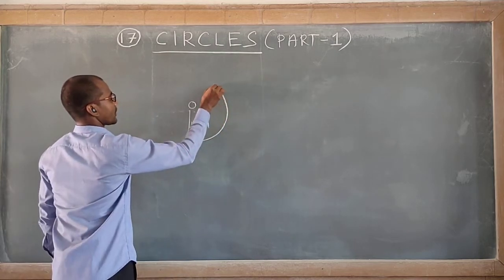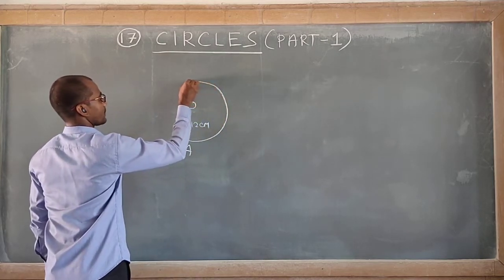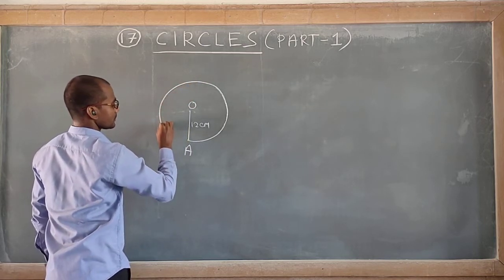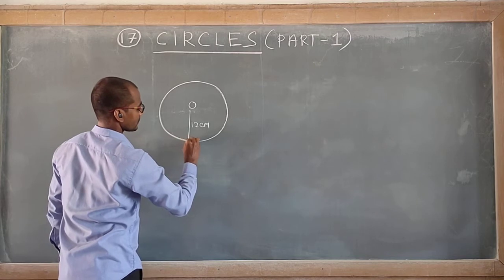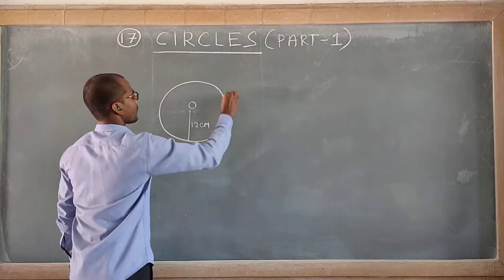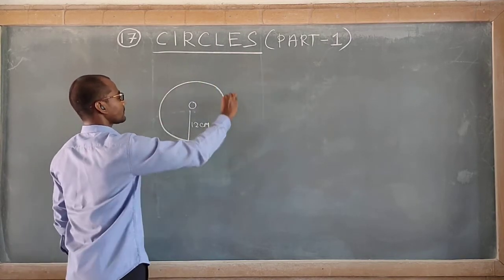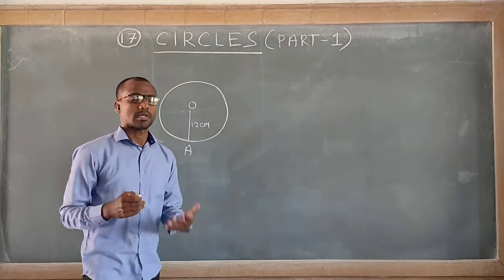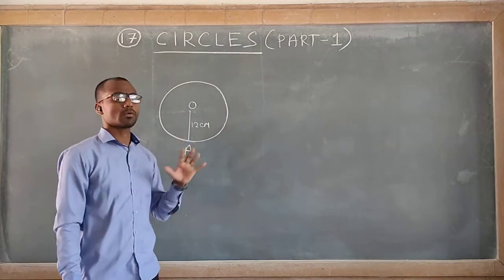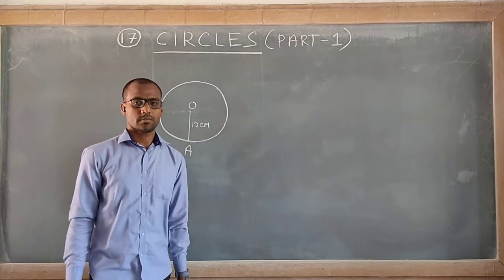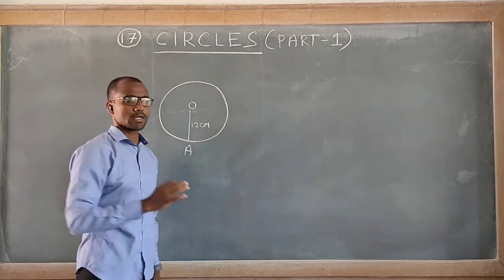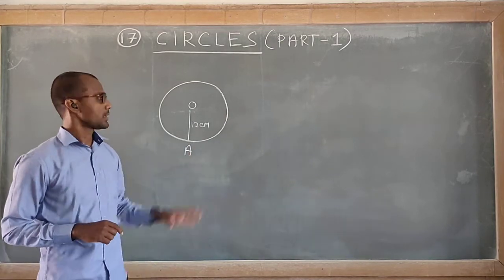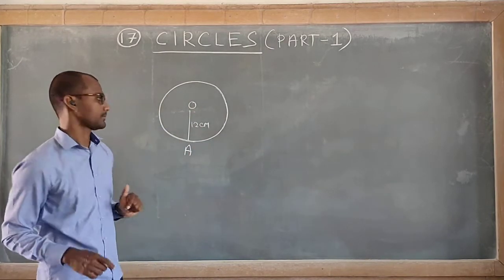I can move this point A in this way. As long as I move this point A in this way, the distance of point A from O will always remain 12 cm. So I get a plane figure. This plane figure is called a circle.